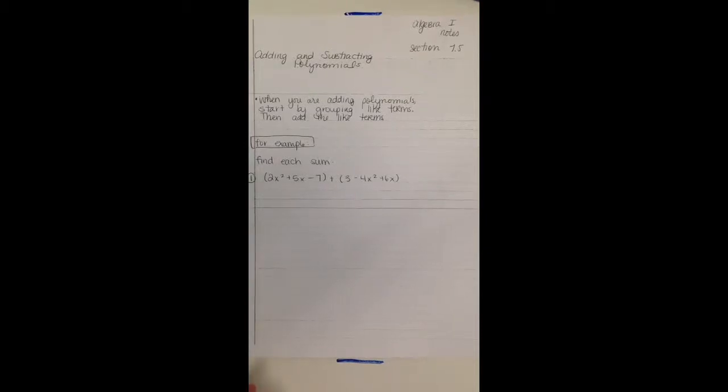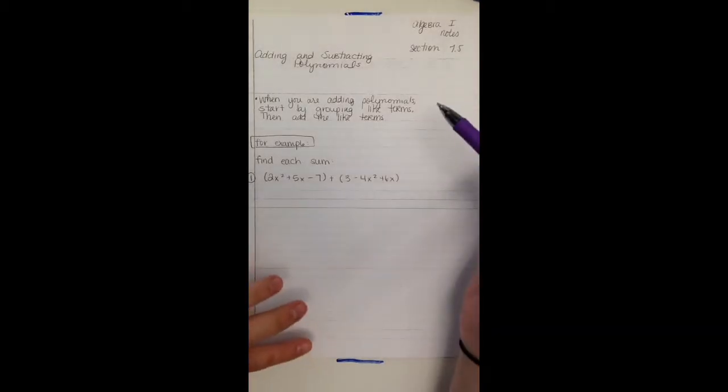Alright, these are the section 5 notes, and we're going to take everything that we've learned in the last 4 sections and put it together for adding and subtracting polynomials. Now we know a polynomial is either a monomial or a sum of monomials, and now we're going to put them together and either subtract them or add them.